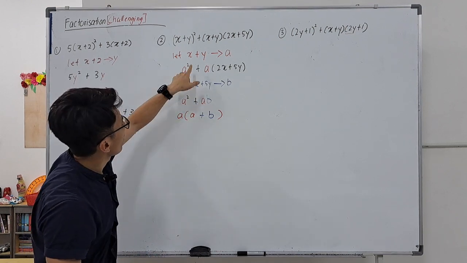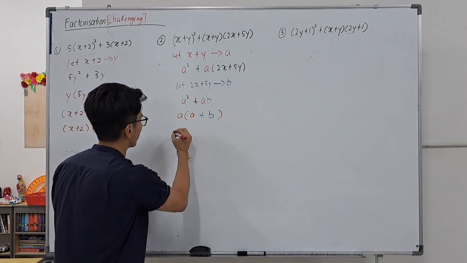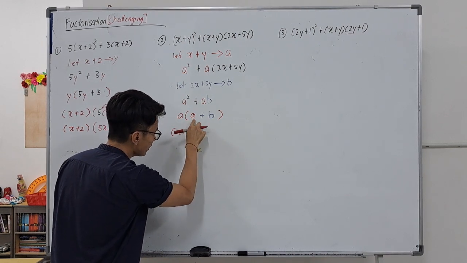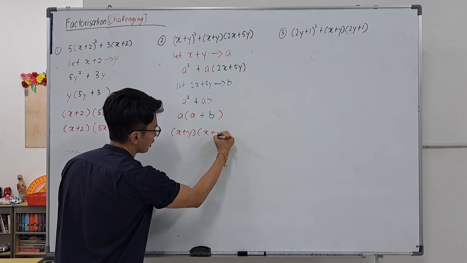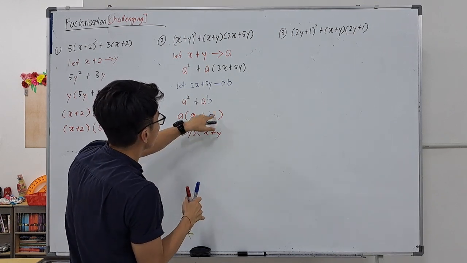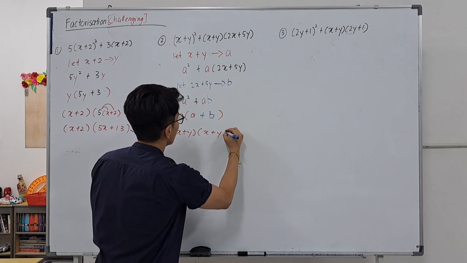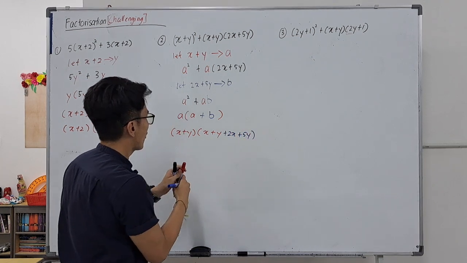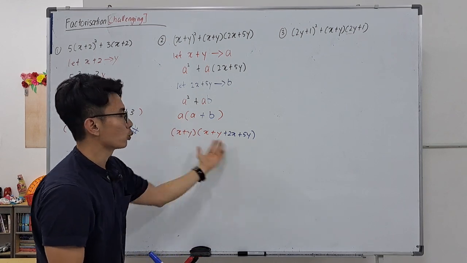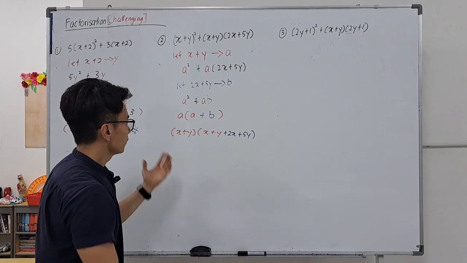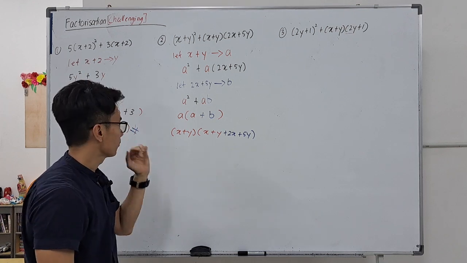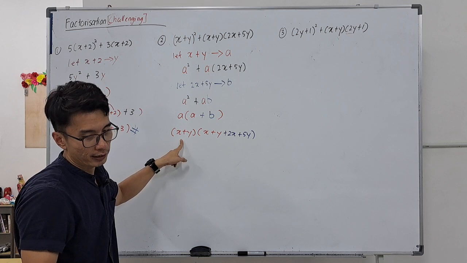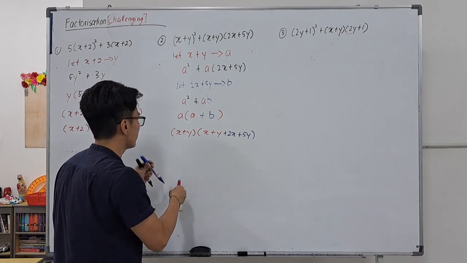What's my a? My a is x plus y, so that's what I'm going to write. So I have x plus y over here. I have another a, which is going to give me x plus y again. I have b. What's my b? Plus 2x plus 5y. All right, I have opened back my a's and b's, so this is what I will get. So let's simplify this now. Again, this bracket is already the simplest form. I can't factorize this anymore, so I'm just going to write this. I'm done with this bracket now.